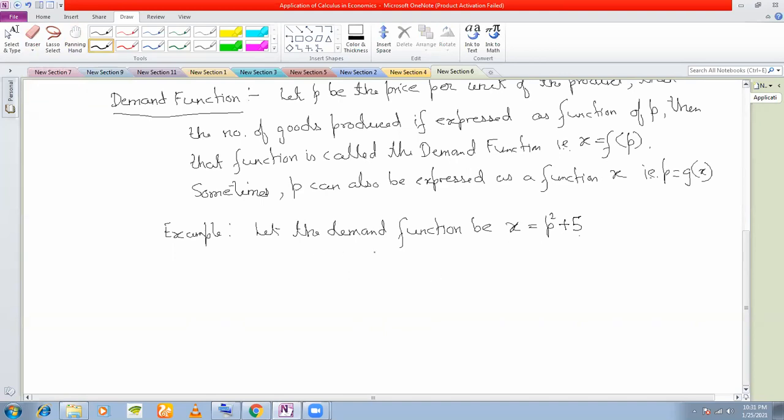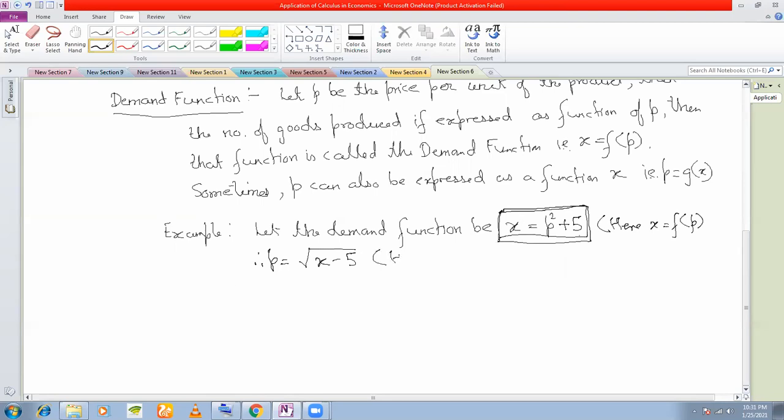Now, if I represent it in this way, therefore P is equal to, so here you can write, X is a function of P, right? So this is called the demand function. Sometimes this demand function may be given to you in some other form. How? Say they can give you P is equal to root over of X minus 5. It's the same thing, isn't it?